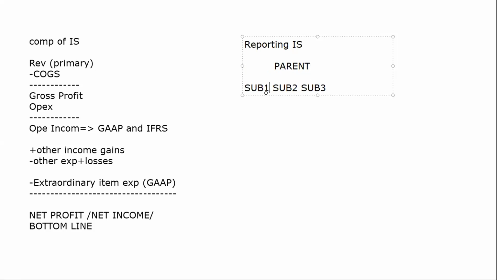In sub 1, it shows the ownership of 100%, like the parent owns the subsidiary 100%. Subsidiary 2, the same. It owns this subsidiary 100%. And when it comes to subsidiary 3, it owns, let's say, 80% of it. So the reporting of the income statement is always done on a consolidated basis, on consolidation.